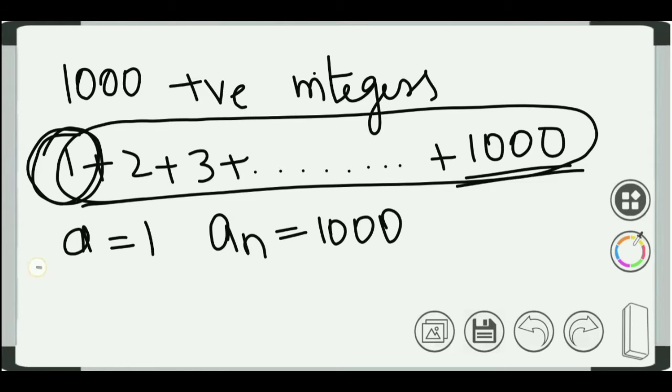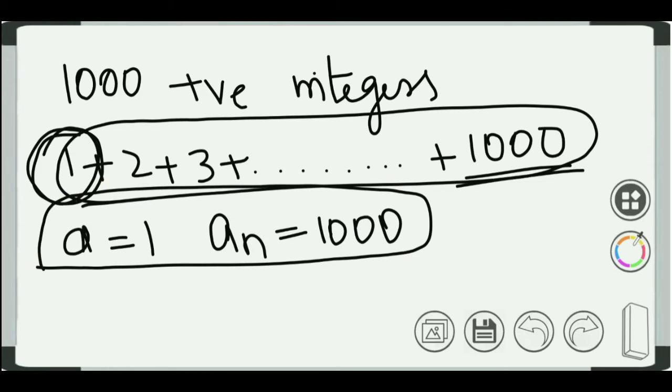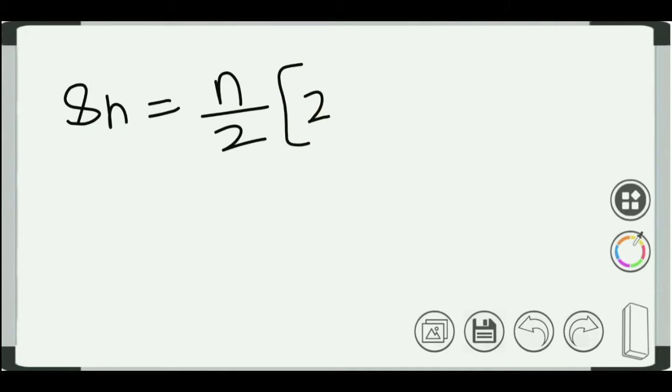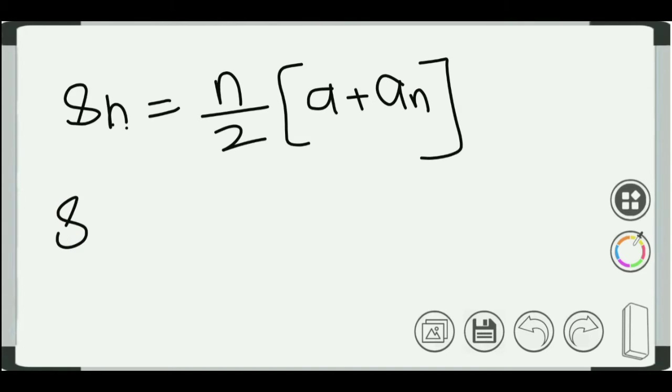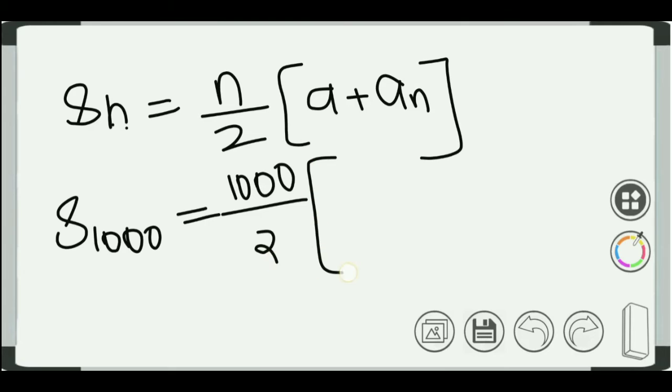Now you can substitute this one in your Sn formula. So Sn is equal to n by 2 into, you can take the second formula, n by 2 into a plus an, second one, because here you have the value of an. So Sn, what is n? 1000 integers, so n will be 1000. Equal to 1000 divided by 2 into a is 1 plus an, last term, is 1000.